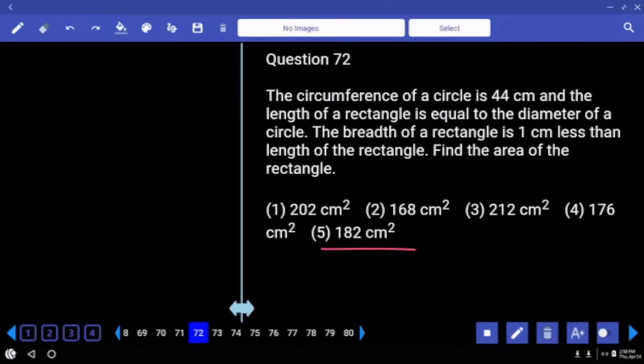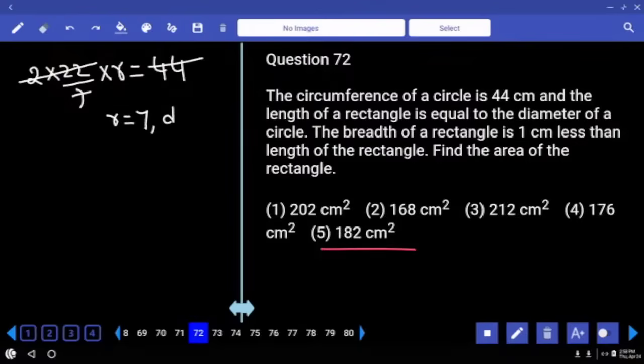Circumference of the circle is 2 pi r, 2 into 22/7 into r, which is equal to 44. Cancel, radius is 7, then diameter is 14. Length of the rectangle is equal to diameter, 14. Breadth of the rectangle is 1 less than length, which is 13.